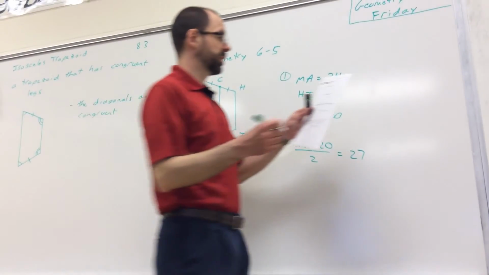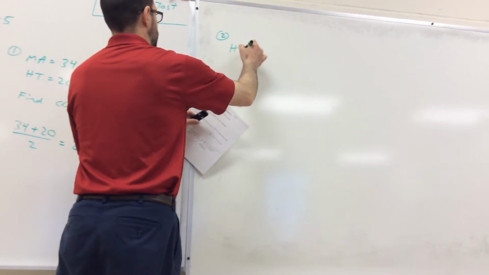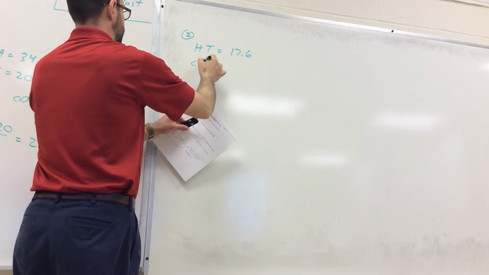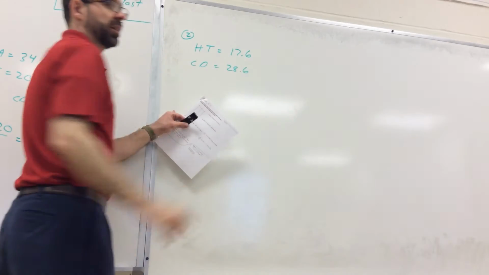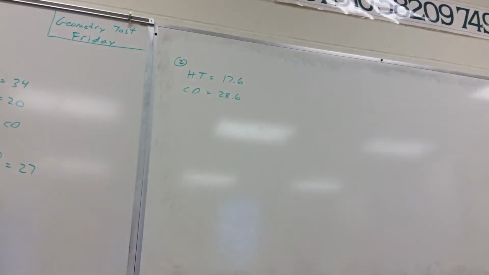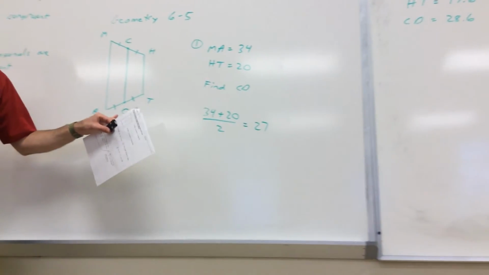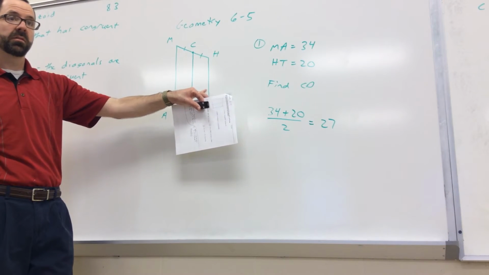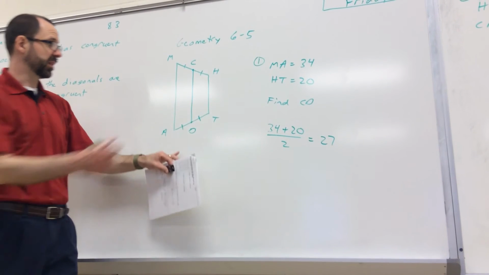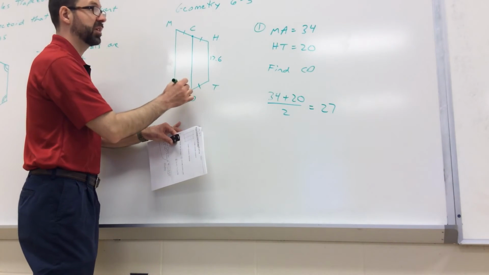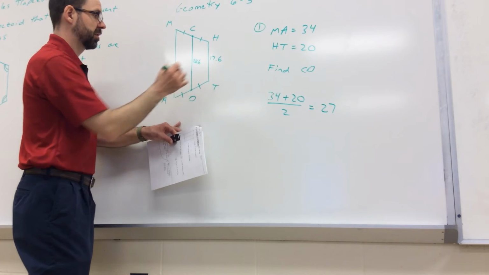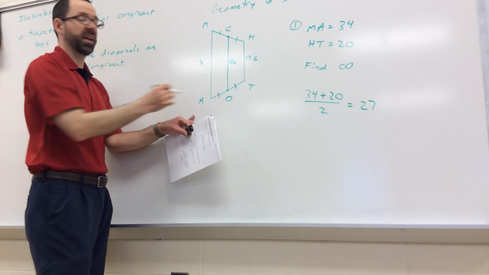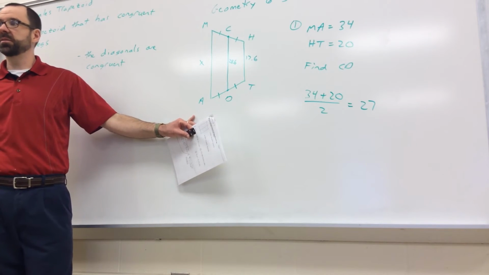All right, so now for number 2, they told us that HT is 17.6, and they also told us that CD is 28.6. So I guess now we remeasure, we forget all these numbers from number 1, and now this is 17.6, and this is 28.6. So 17.6 here, 28.6 for the median. And they want us to find this, MA. So I'm going to put an X there, because we don't know what that is anymore.